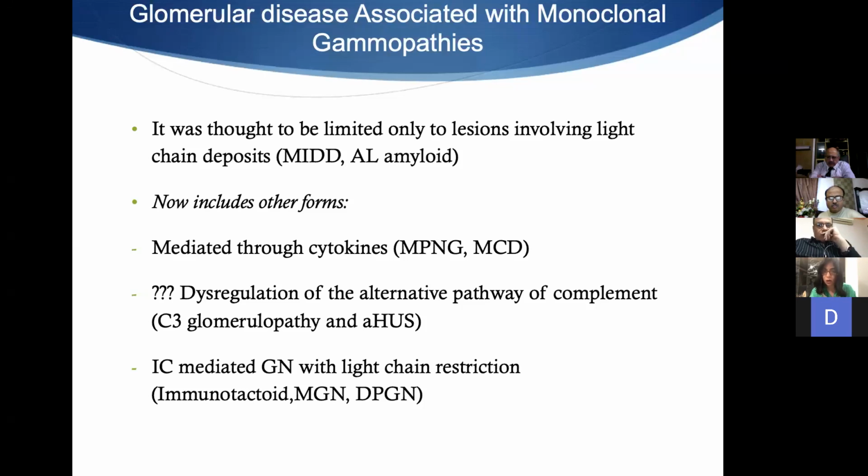Okay. AL amyloid is almost secondary to blood dyscrasias. I think amyloid will be discussed in the next session. Amyloid is going to be discussed in the same.